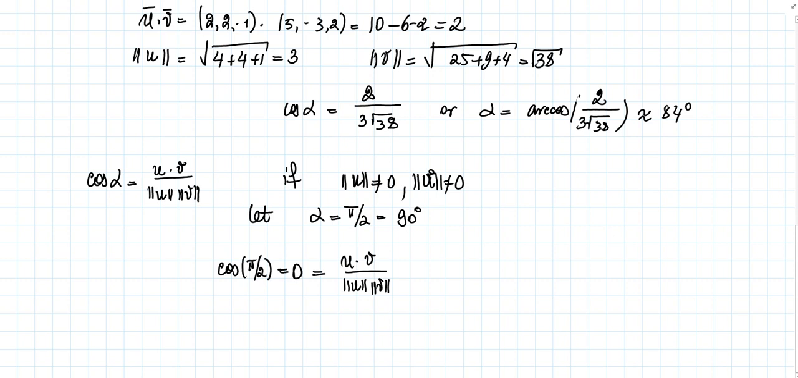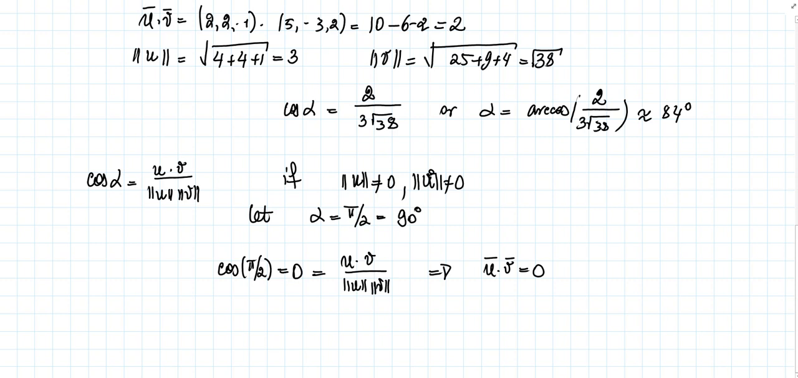So if the angle between the two vectors is pi over 2 or 90 degrees, or if the two vectors are perpendicular, then their scalar product is equal to 0. It works in both directions, okay? When we say that it works in both directions, it means that if the angle is equal to 90 degrees, then the dot product is equal to 0. If the dot product of the two vectors is equal to 0, then the angle is 90 degrees.